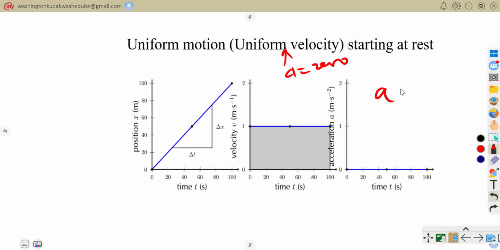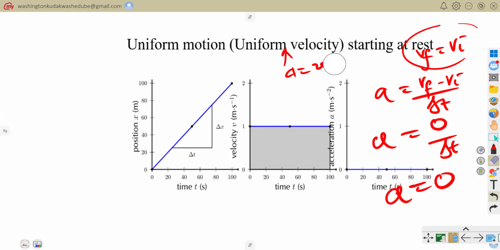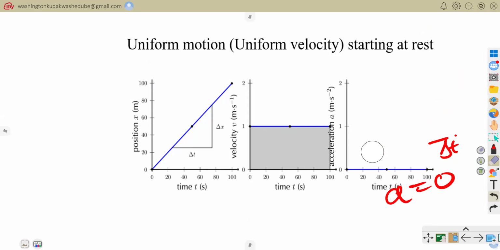So you know that acceleration is given by v final minus v initial over the change in time. If v final is equal to v initial, this is where velocity is constant. It simply means that on top here I'll be having a 0. So my acceleration will simply become 0. So whenever I'm having uniform motion or else uniform velocity or uniform speed or constant speed, constant velocity, my acceleration is always 0. So I'll be having a constant 0 line for my acceleration time graph.